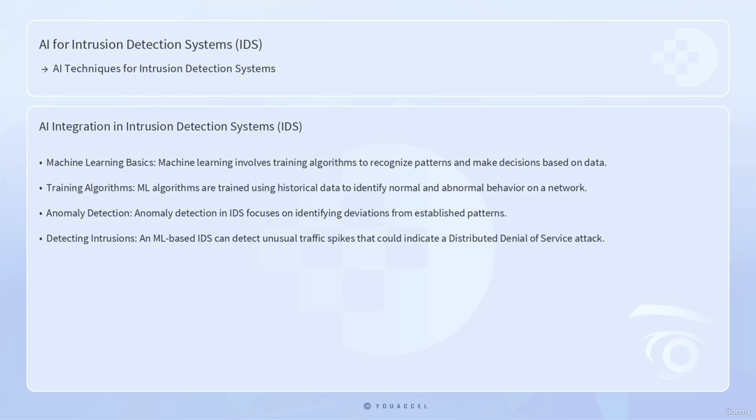Anomaly detection is a critical component of IDS, as it focuses on identifying deviations from established patterns. For example, an ML-based IDS can be trained on network traffic data to understand normal traffic patterns and subsequently detect unusual spikes in traffic that could indicate a distributed denial of service attack.